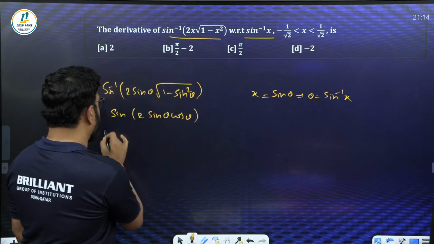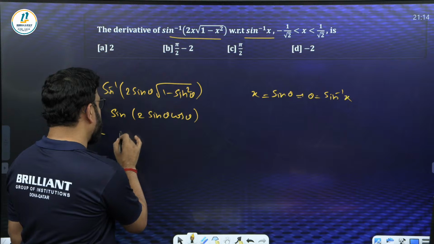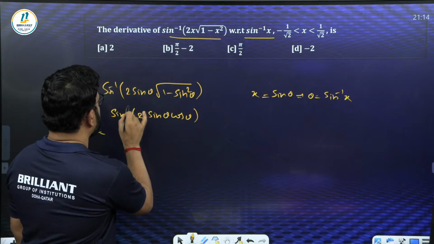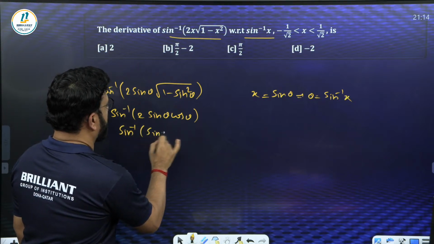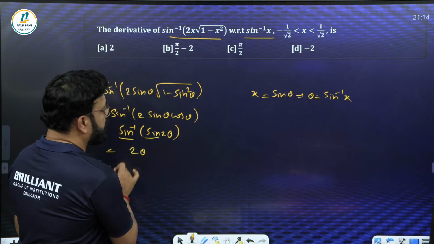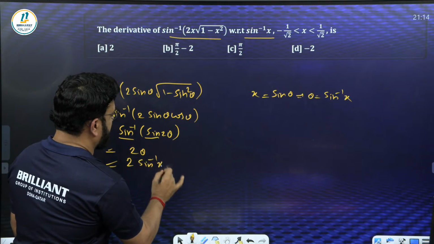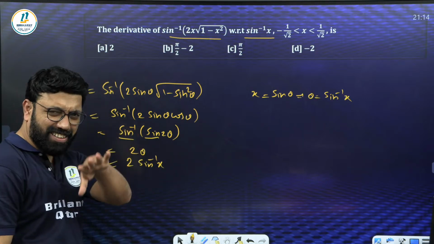Sin theta into cos theta. Result is there. 2 sin theta cos theta equal to sin 2 theta. Sin inverse of sin 2 theta goes to what? Sin inverse, sin removed. Then 2 theta. Theta goes to sin inverse x. 2 sin inverse x is there. With respect to derivative, I have not taken the derivative.